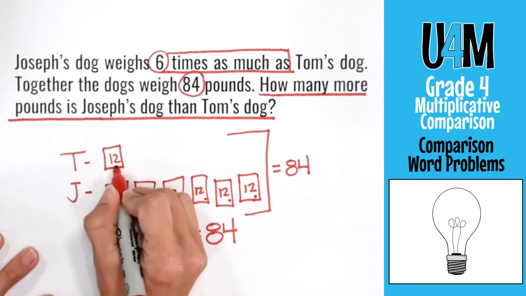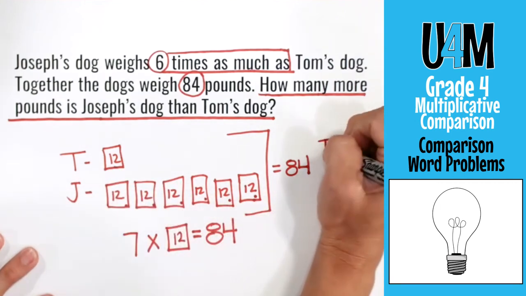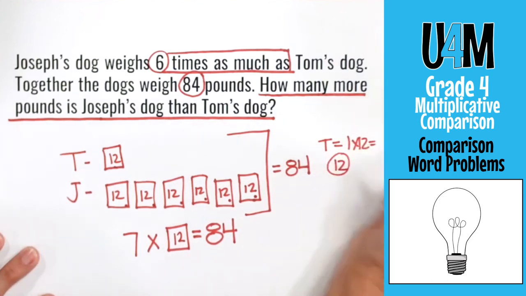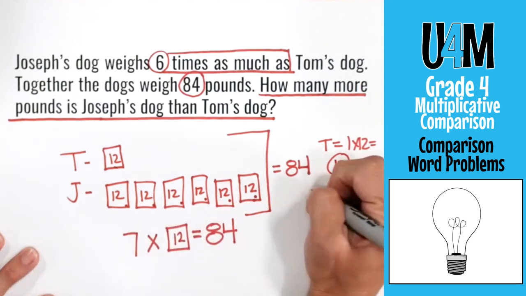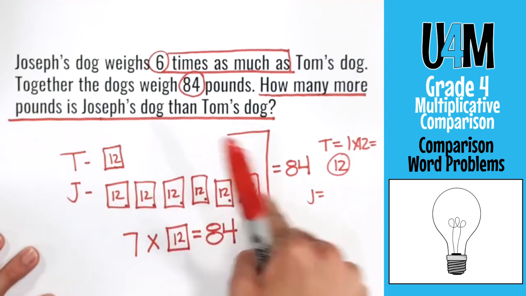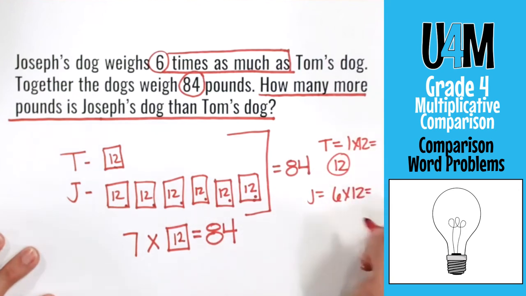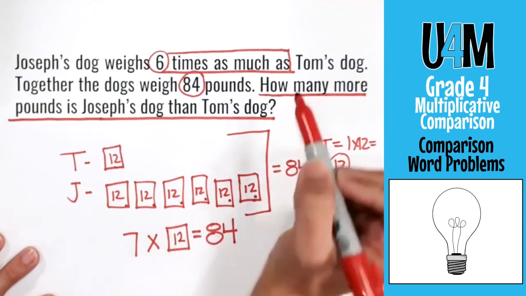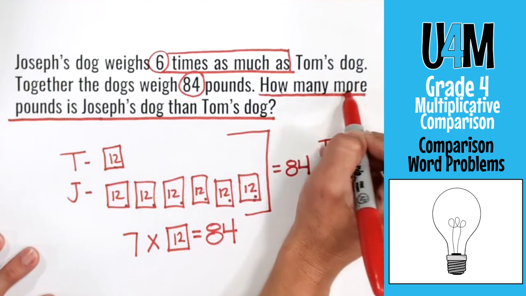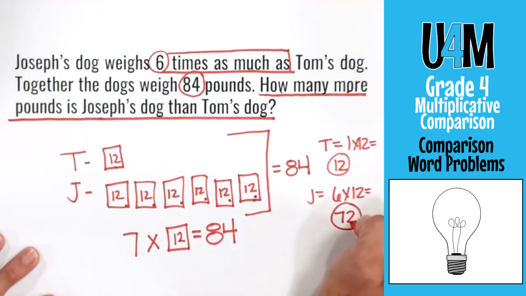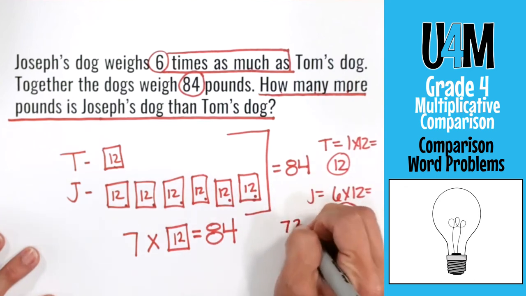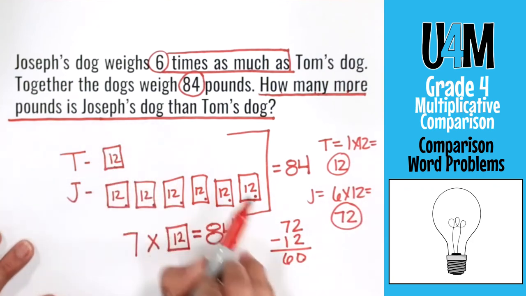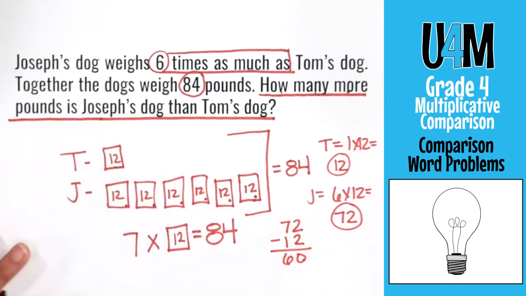So the T is going to be 1 times 12. So Tom's dog is 1 times 12, which is equal to 12. And Joseph's dog is 1, 2, 3, 4, 5, 6 times 12. 6 times 12, which is 72. So now that we know how much each dog weighs, let's check back to our question. How many more, which means subtraction. So we need to subtract 12 from 72. 72 minus 12 is 60. So Joseph's dog weighs 60 pounds more than Tom's dog.